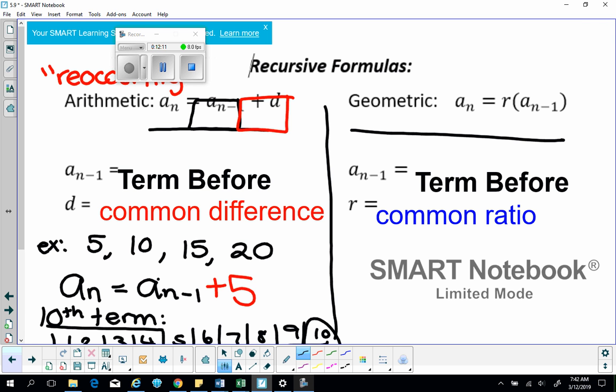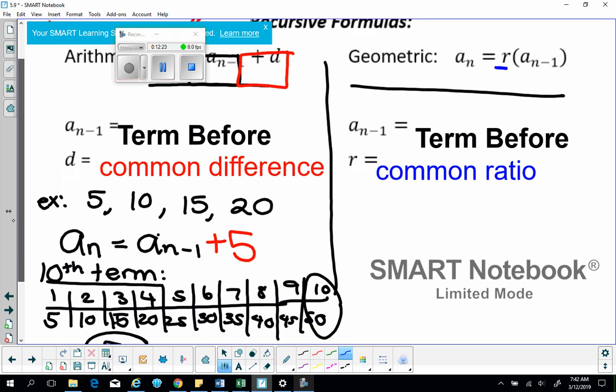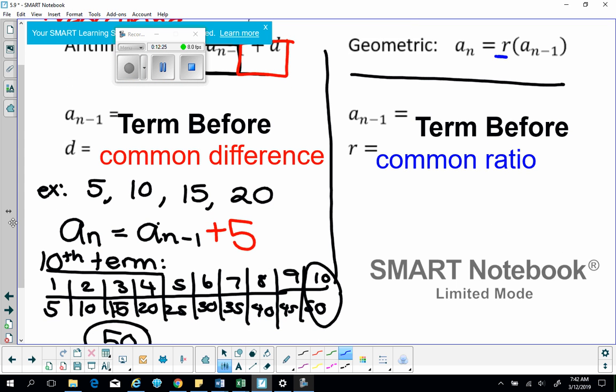So now instead of filling in D, we're going to be filling in R. So R means common ratio. It means what's being multiplied, or your growth or decay factor. So what this is saying is to get the next term, I take the term before and multiply it by the common ratio. It's basically common sense. It's just telling you what's happening.